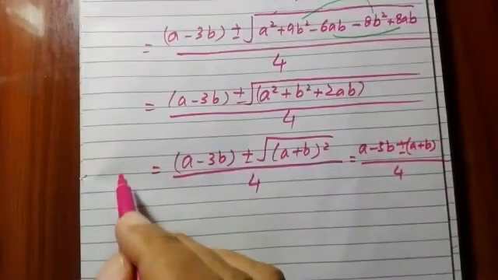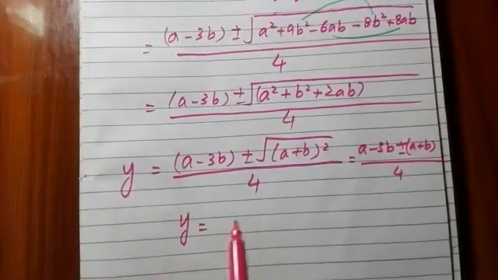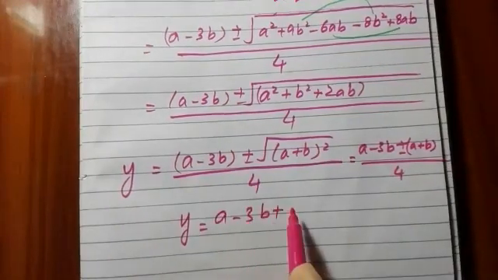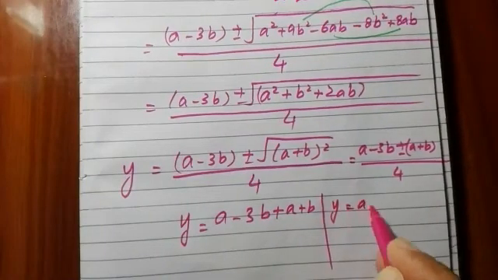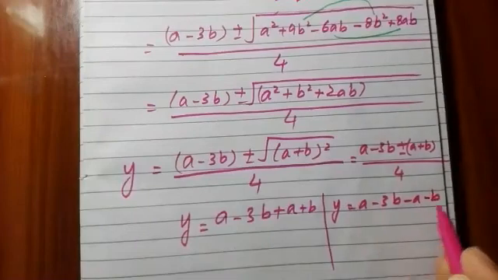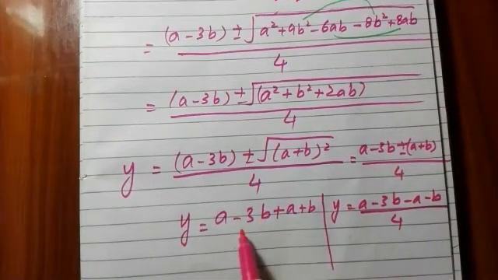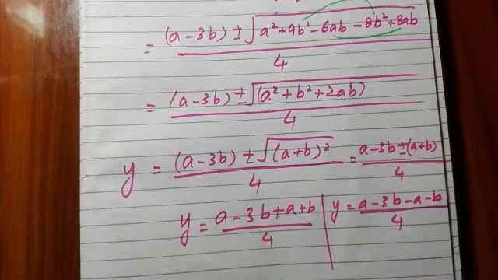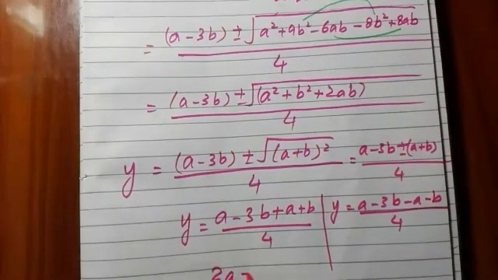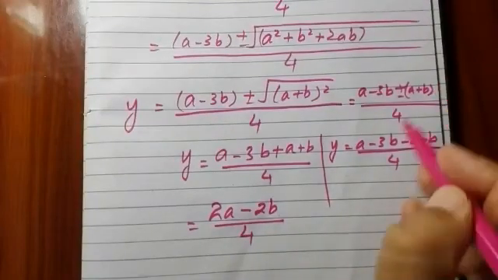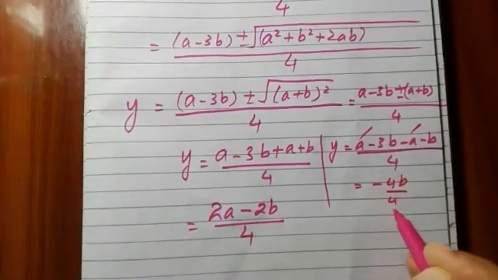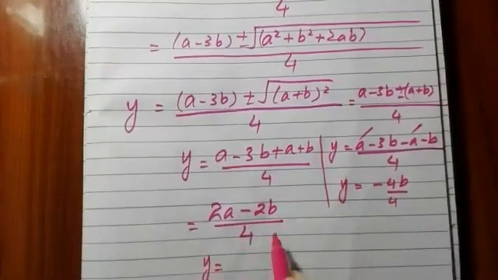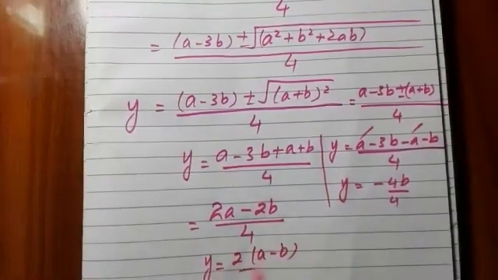Now the left hand side contains y, so y is equals to a minus 3b. One time you will take it with a positive sign, and the second time you will take it as a minus 3b minus a minus b divided by 4. So simplification will give you 2a minus 2b divided by 4. And for this one, a's will be cancelled. You will get minus 4b over 4. And from here you will get 2, take out 2 common, a minus b divided by 4.